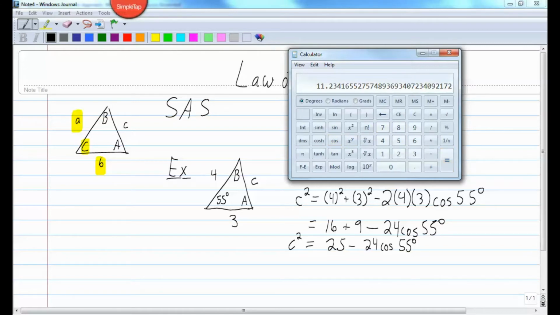Now, once you have this number, to solve for C, we need to take the square root, because this is what C squared is equal to. On the Windows calculator, here's the square root symbol. I'm going to round to 2 decimal places. So side C is about 3.35.